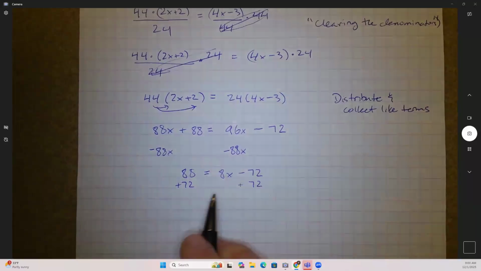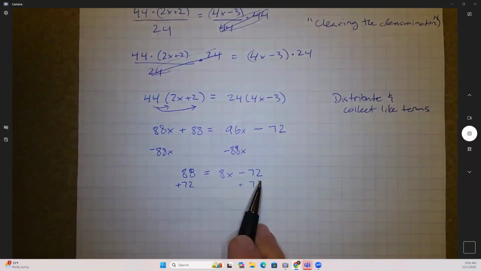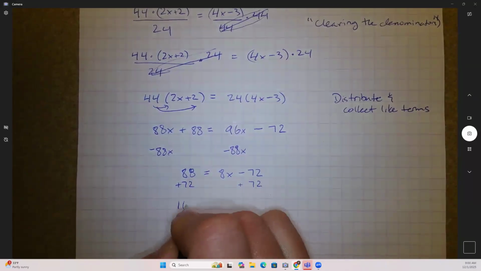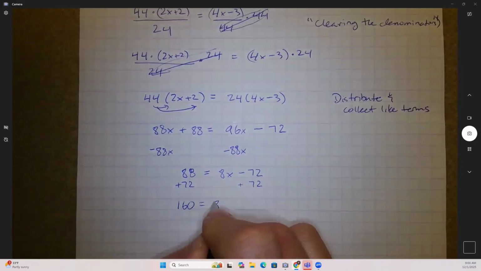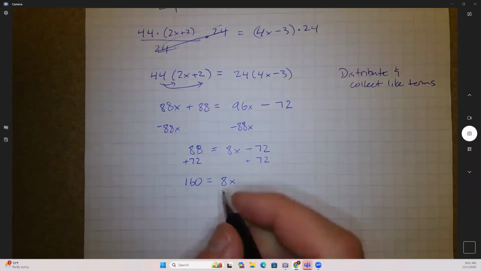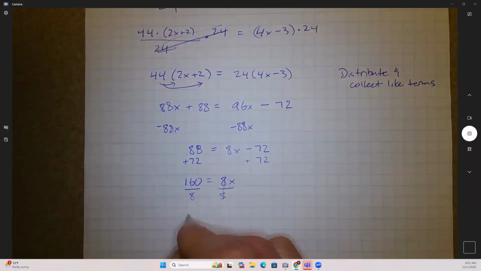All right, we're back now to a simple multi-step solve a linear equation. 88 and 72 is 160. So 8x is 160. And the last step is divide both sides by 8. And we get 20 equals x. And we're done.